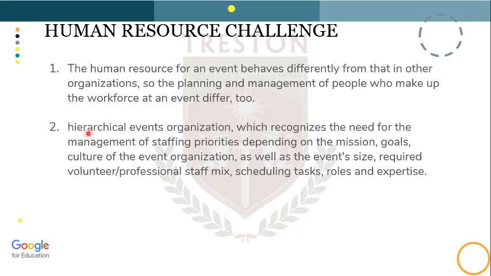Lastly is human resource challenge. Because you are dealing with people, there would be challenges in terms of human resources. So here are some of the challenges, especially when dealing with events.